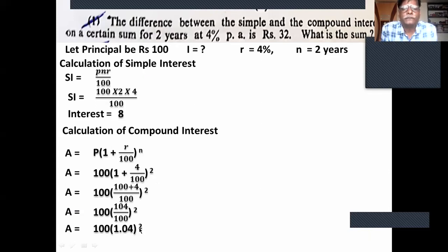1.04 raised to 2. Here I will not apply the log because logarithm covers only 4 digits, but it is a 5-digit number. So I directly take the square, 1.04 raised to 2. What is the answer? You calculate and tell me in your calculator. 1.04 raised to 2. What is your answer?